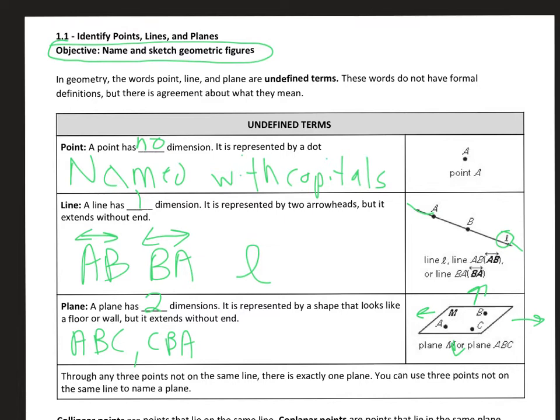Another way we can name planes is by a single letter. So in this plane, I could name this plane M because this capital M here is not actually a point. The way I know it's not a point is there's no dot next to it. So we can name that plane a few different ways. For the most part, we're going to name planes using 3 letters or 3 points, okay?